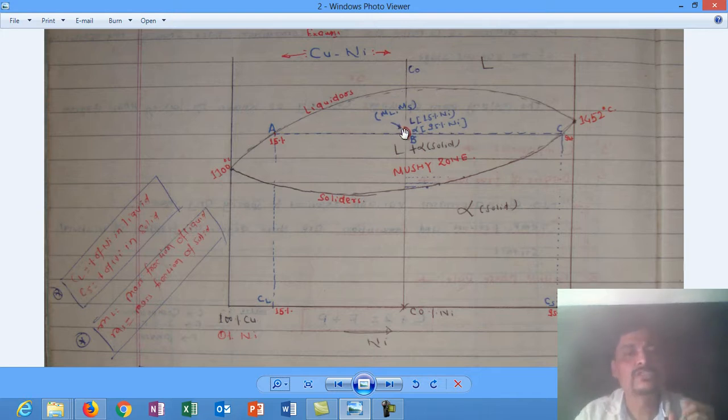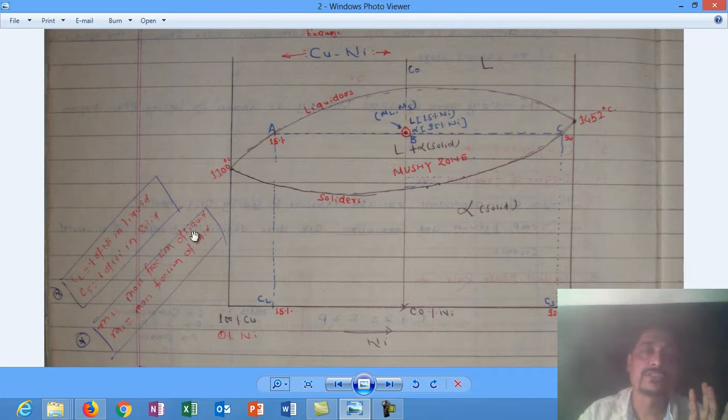Since at point B this is a combination of liquid and solid, therefore in the liquid there will be some fixed percentage of nickel. This fixed percentage is Cl. Therefore Cl is the percentage of nickel in the liquid phase and Cs is the percentage of nickel in the solid phase. So we need to understand this one. Okay, this is the next point we have to be careful about.